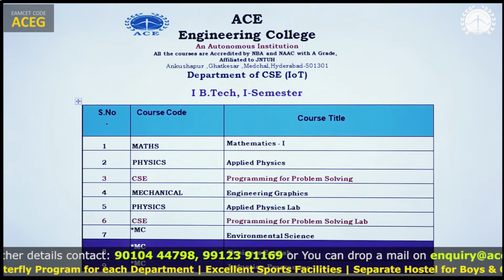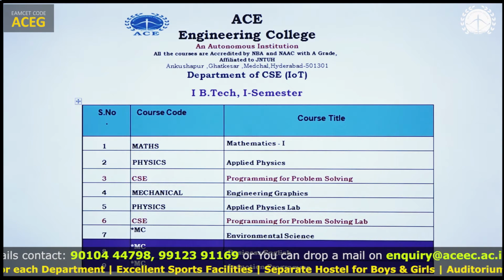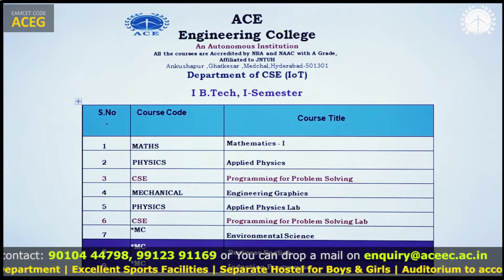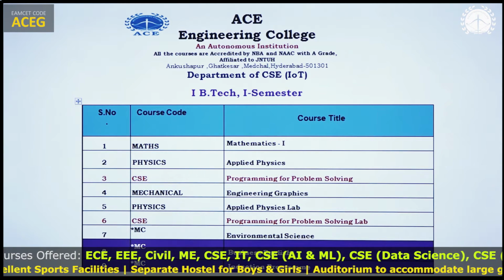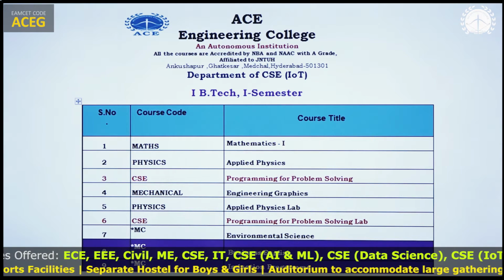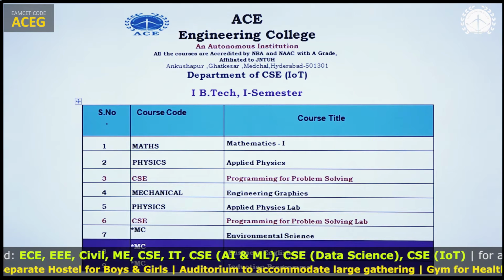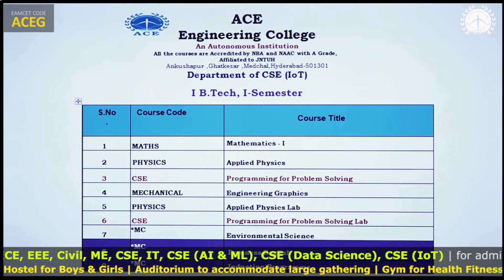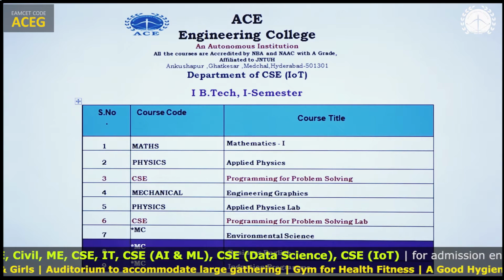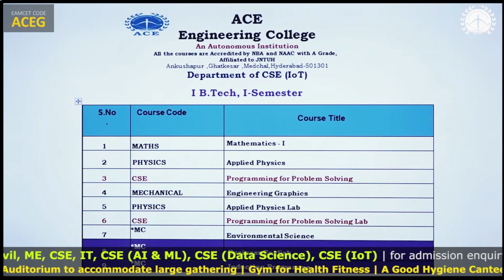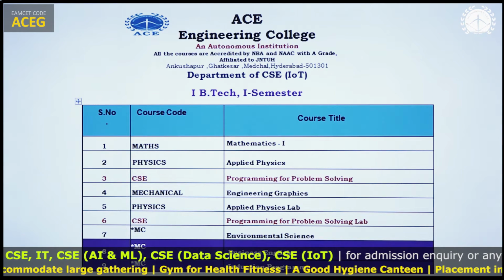Coming to the CSE-IoT syllabus, 75% consists of core CSE subjects, and the remaining 25% is ECE, EEE, mechanical and other subjects. So CSE-IoT students study a majority of CS subjects and IoT subjects as a specialization. Now, first year, first semester subjects here: mathematics, physics, computer science, mechanical and labs. They are studying programming for problem solving, programming in C language, as a part of the first semester.